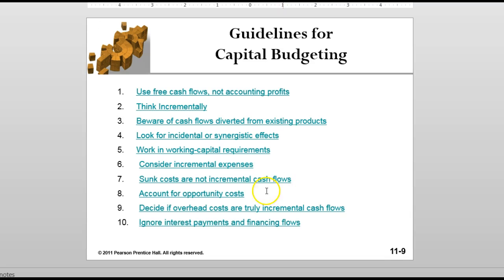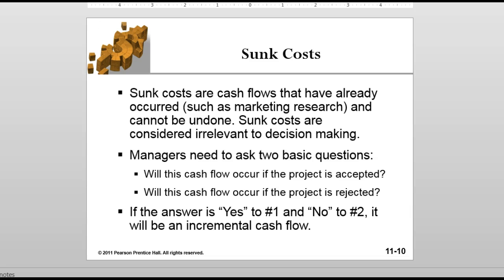Then we look at sunk costs. They're not incremental costs. Sunk costs have already happened. They would have happened whether we do the project or not. So they really cannot be considered as an outflow or an inflow. If we've already spent the money, then it's not really attached to an inflow or outflow.